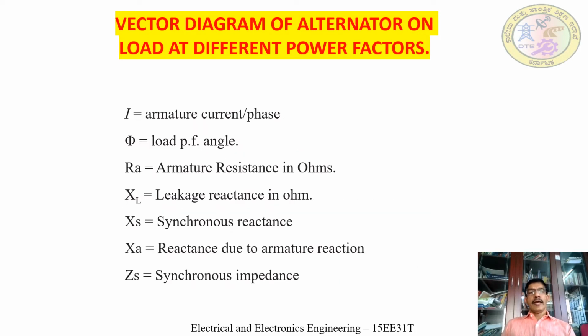Next, I is the armature current per phase. Phi is the load power factor angle. RA is armature resistance in ohms. XL is leakage reactance in ohms. XS is synchronous reactance in ohms. XA is reactance due to armature reaction. ZS is synchronous impedance in ohms. These are different terms you have to remember in those vector diagrams.